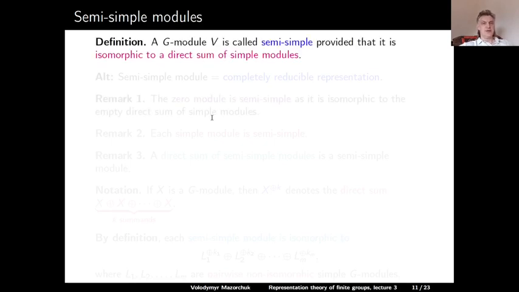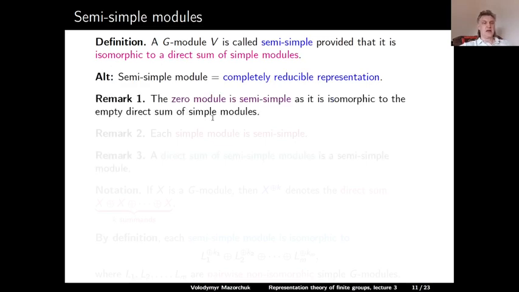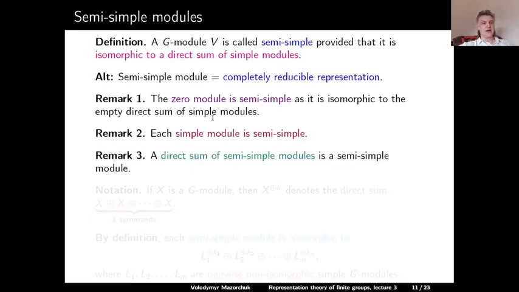A G module V is called semi-simple, provided that it is isomorphic to a direct sum of simple modules. Alternative terminology: semi-simple modules are the same thing as completely reducible representations. Remark 1: the zero module is semi-simple. By convention, it is isomorphic to the empty direct sum of simple modules. And each simple module is semi-simple. It is a direct sum with one summand. And also a direct sum of semi-simple modules is semi-simple, always.